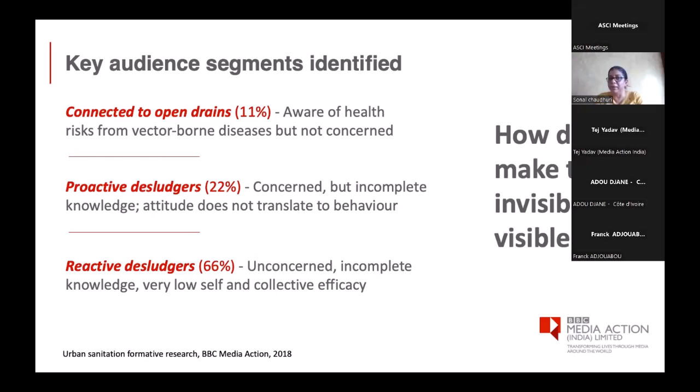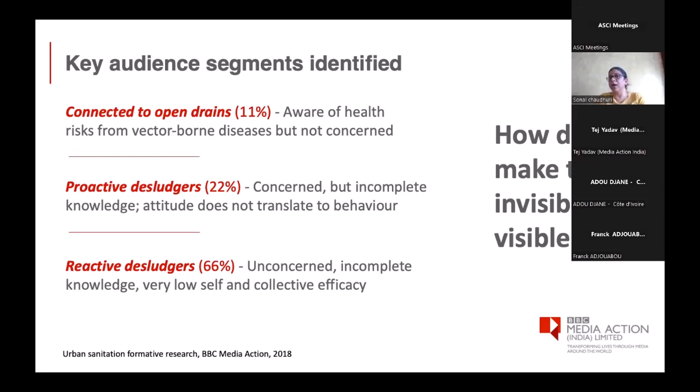The reasons could be incomplete knowledge. It could be that their attitude has not translated yet to behavior change. So this group we named as the proactive desludgers, and these were the low-hanging fruits for us. That is, this was the group we thought was the most amenable to change. The third group, which was a very sizable group, was that of the reactive desludgers, which was not concerned. They had incomplete knowledge, very low self and collective efficacy. So basically, these were the hard nuts to crack.